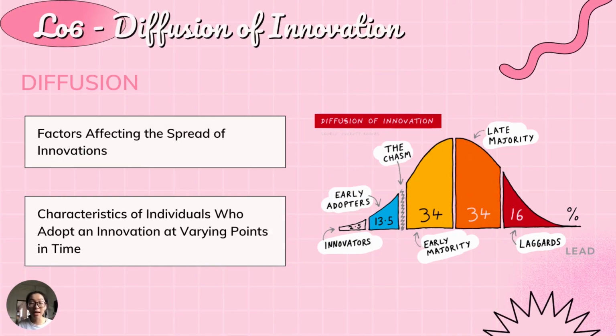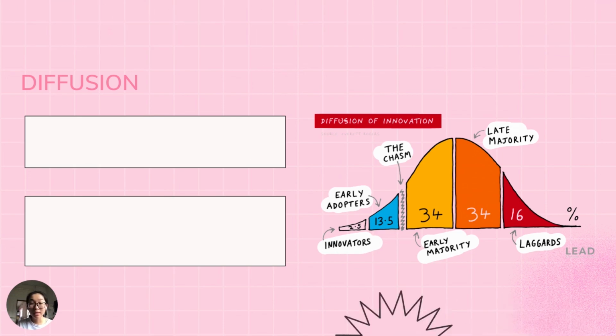The diffusion process is the manner in which innovation spreads throughout the market. And when we talk about the factors that affect the spread of innovation, there are things like the type of group, type of decision, marketing effort, fulfillment of that need, compatibility, relative advantage, complexity, availability, trialability, and perceived risk. And when we talk about the characteristics of individuals who adopt an innovation at varying points in time, there are totally five stages. The first one is the innovator, or we can call them the risk taker. The second one is the early adopter. The next ones are the early majority and late majority. They account for the largest number of people. The last one is the laggard.